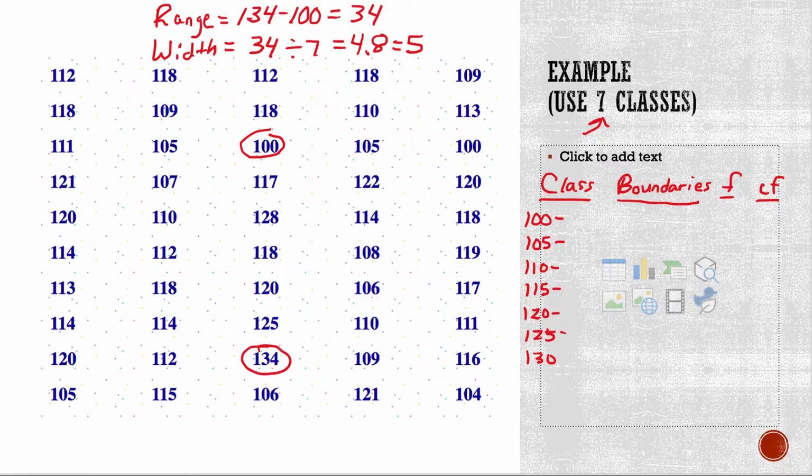All right, then I'll go and do the other side. So I'll say to myself, if the second class starts at 105, the first class had to end at 104. And if the third class starts at 110, the second class ends at 109. And so I'm going to continue with that same train of thought all the way down until I finish writing out my classes.